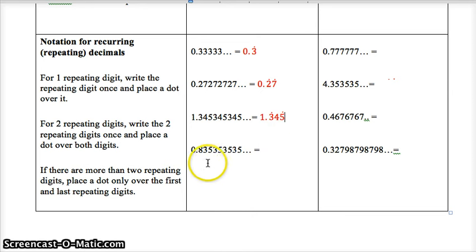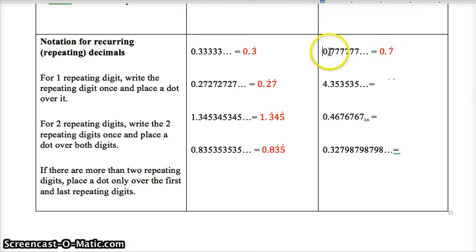Now with the next question, we've got 0.8, 35, 35, 35, 35. So the actual 8 does not repeat, but just the 3, 5 repeats. So we write that as 0.8 with no dots, but then the dots go over the 3, 5. And it goes over both of them because this means 0.8, 35, 35, 35, 35, etc. Okay, try those last 4 questions in that last column. Okay, hopefully you've completed those, and let's just check our answers.